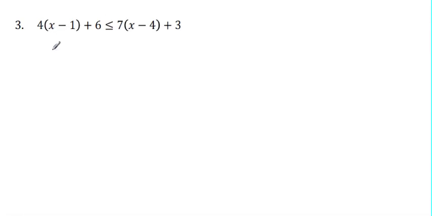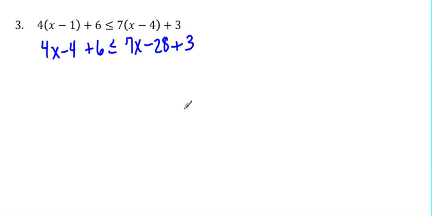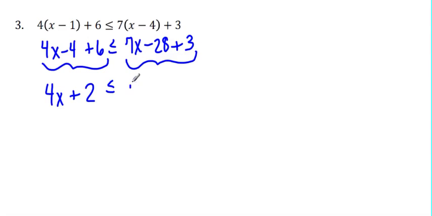Next problem. Get rid of the parentheses by distributing. Make sure you got your signs right. Pause the video if you need to, but you just take the 4 through, take the 7 through. Then you clean up both sides. So on this side, the 4x has nothing to go with it, but negative 4 plus 6 would be plus 2. On this side, we would have 7x. Negative 28 plus 3 would be negative 25.